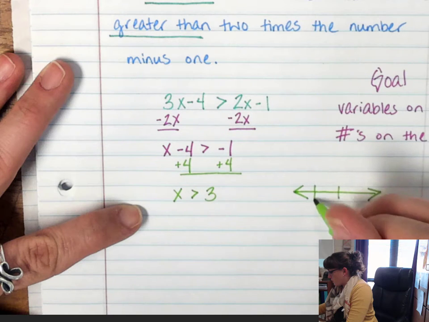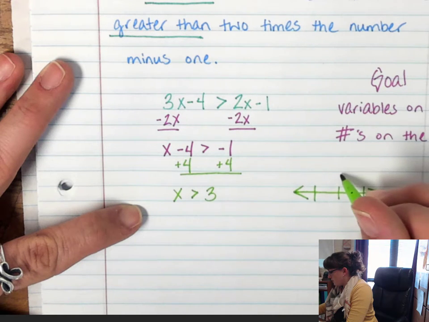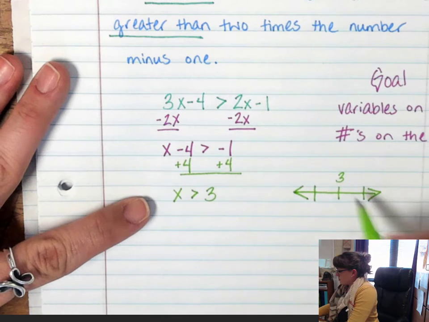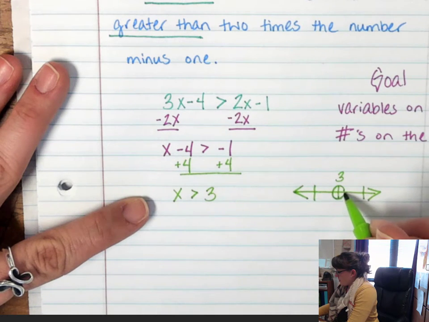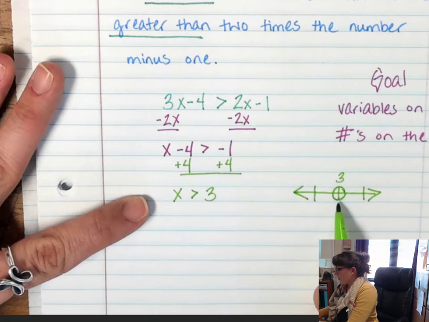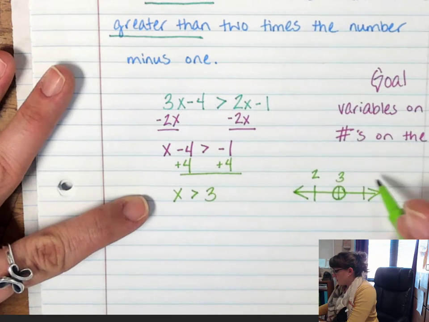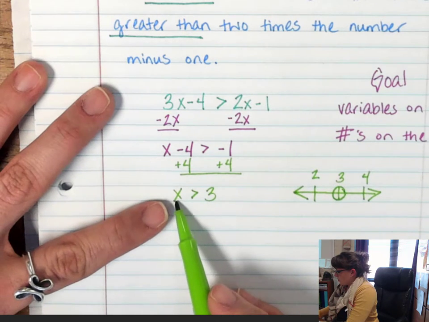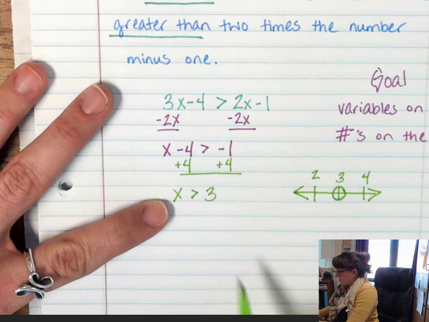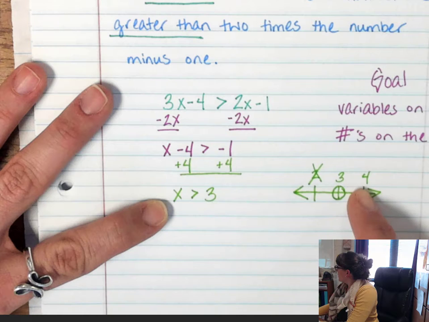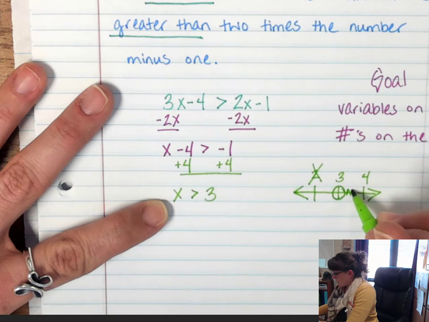On my number line, I have 2, 3, 4. Open or closed? Open circle. Because it's not or equal to. So it can't be 3. 2, 3, 4. Is 2 greater than 3? No. Is 4 greater than 3? Yes. So I'm going to shade this way.